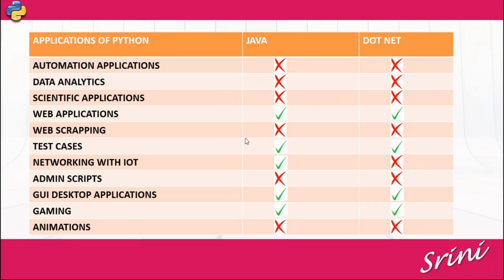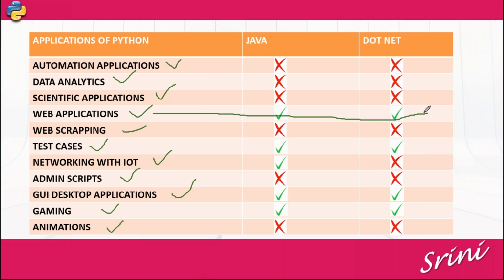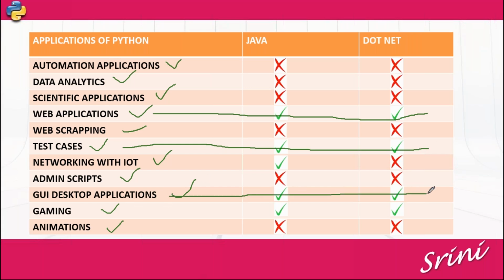Automation applications can be done with Python. Data analytics can be done with Python. Scientific applications, web scraping, test automation, test cases, networking with IoT, admin scripting, GUI application development, gaming, and animations can be done with Python. But web applications can be done with Java and .NET also. Test automation can be done with Java and .NET also. GUI application development can be done with Java and .NET also. Gaming can be done with Java and .NET also.